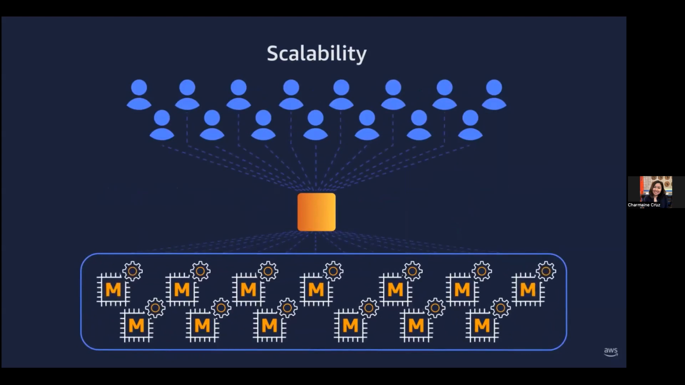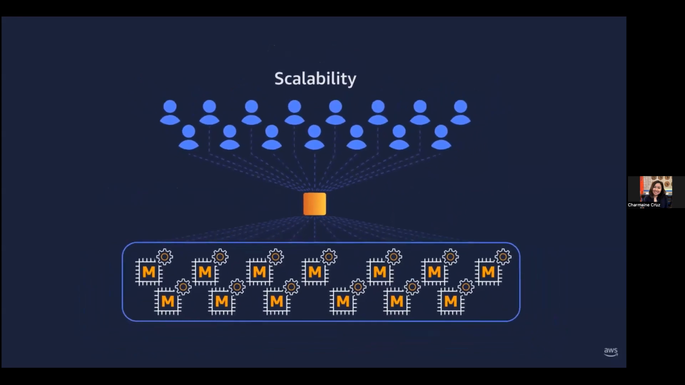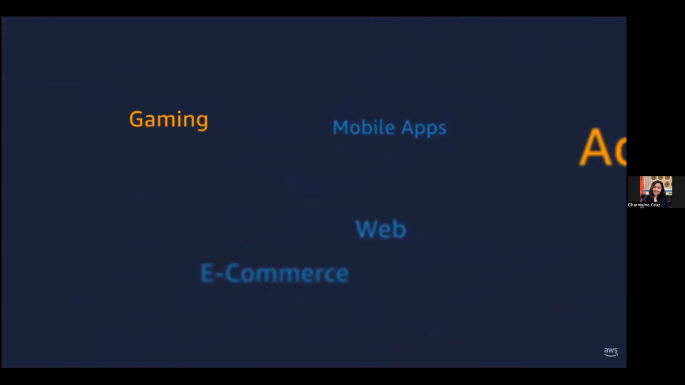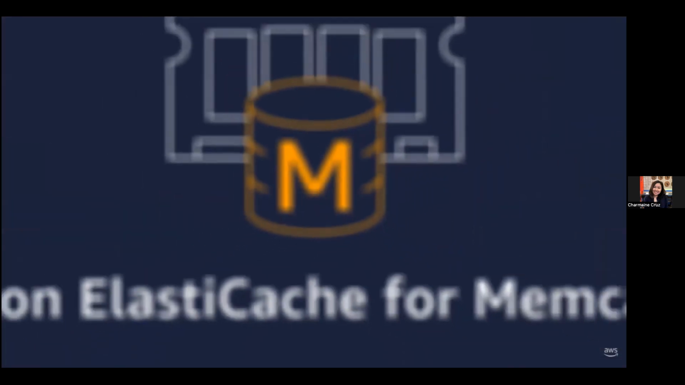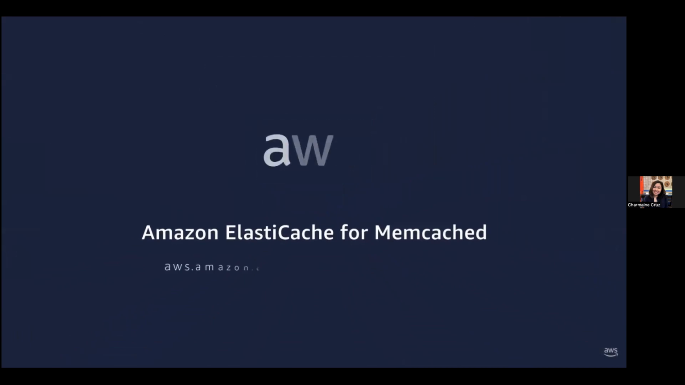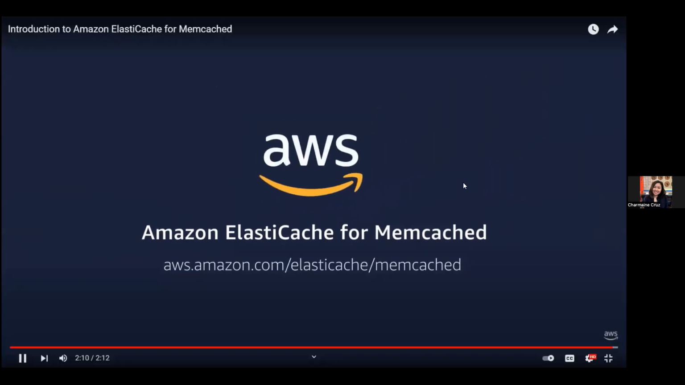Start small and adjust to meet fluctuating demand. Amazon Elasticache for Memcached gives you the ability to quickly deploy and cost-effectively manage Memcached clusters to power the most demanding real-time applications. Get started today.